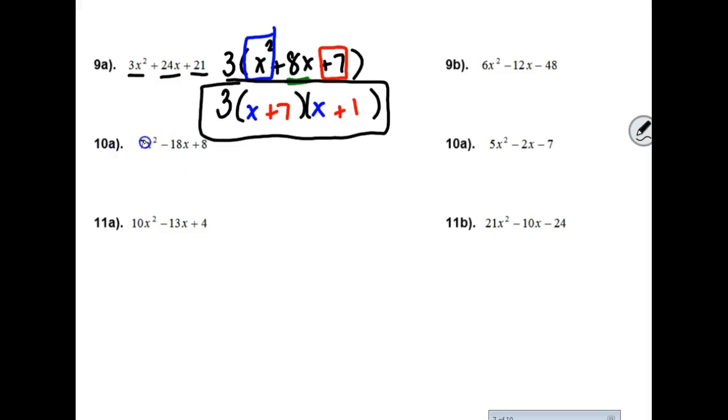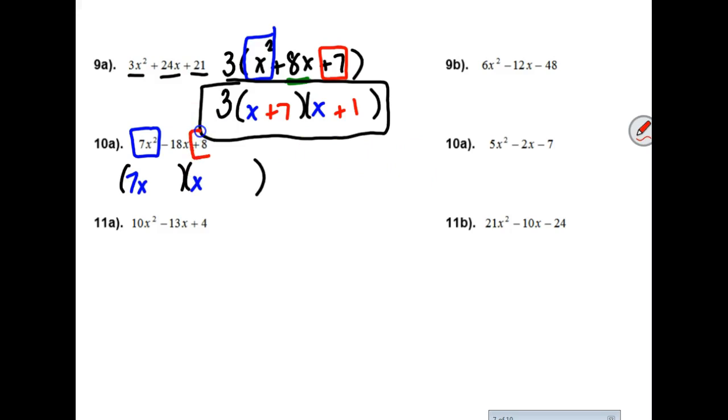Alright, number 10. Bummer. There is no common factor. Which, take a deep breath, because that means this is going to be one of those guess and check questions. But the process is the same. So the first terms, oh thank goodness it's prime. There's only one way to get 7x squared, 7x and x.